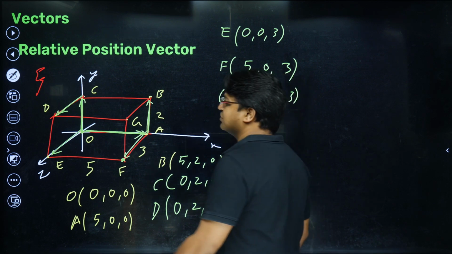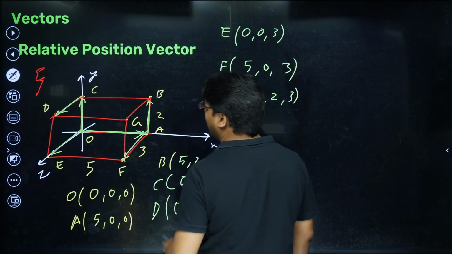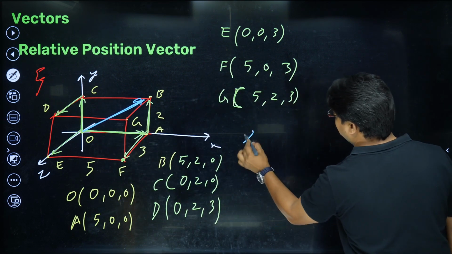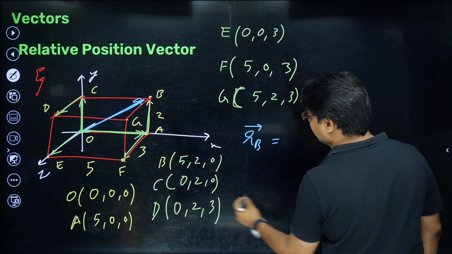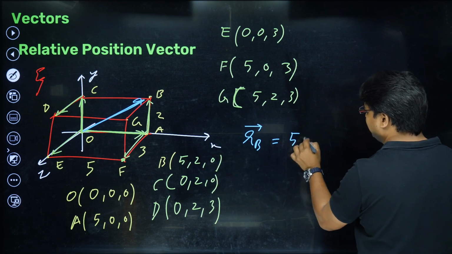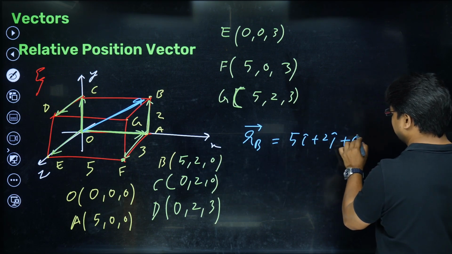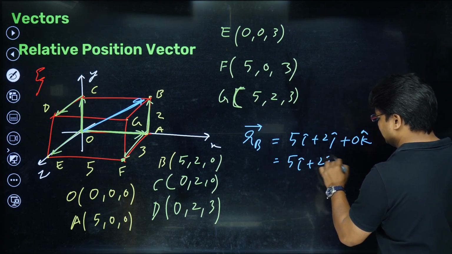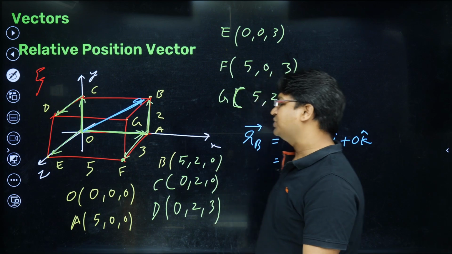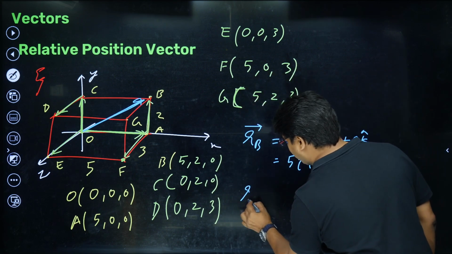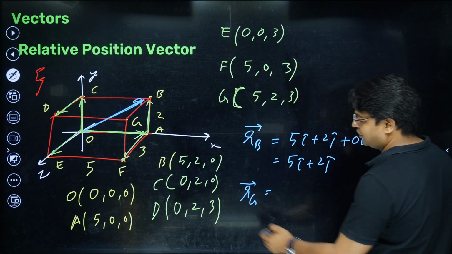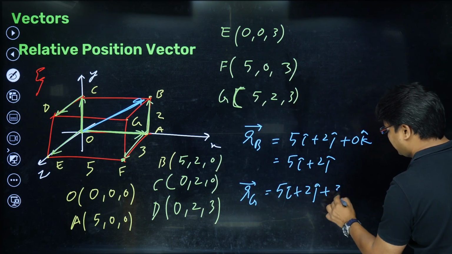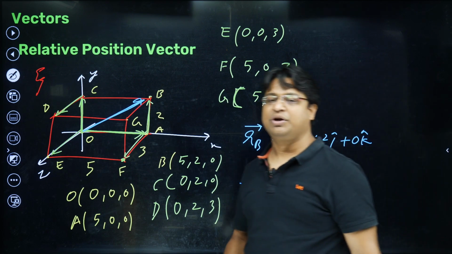Now let's say I ask you to write the position vector of any of these points. Let's say I ask you to write the position vector of B, r_B vector. How do you do it? Simply check the coordinate of B, 5, 2, 0. So it would be 5i cap plus 2j cap plus 0k cap. You can avoid writing the 0k cap, so it would only be 5i cap plus 2j cap. Likewise you can write the position vector of all other points. For example, for the position vector of G, the coordinates of G are with me, so I will write it as 5i cap plus 2j cap plus 3k cap. That would be the position vector of point G.